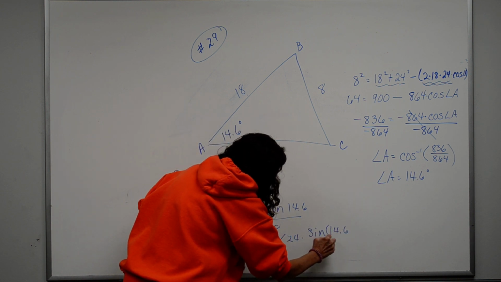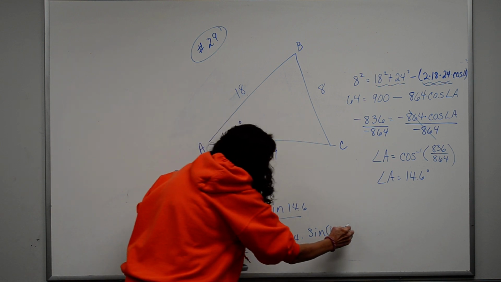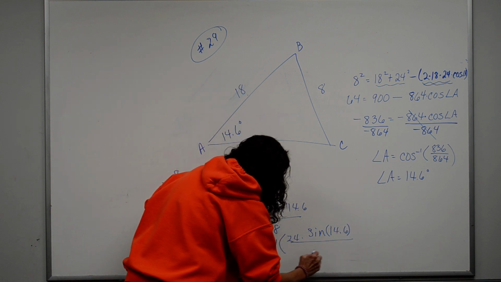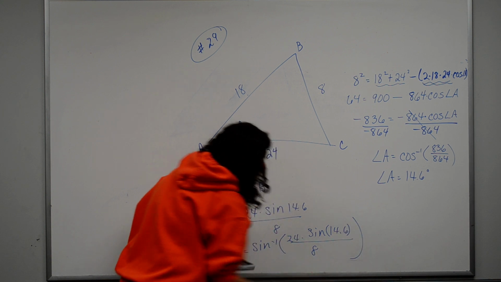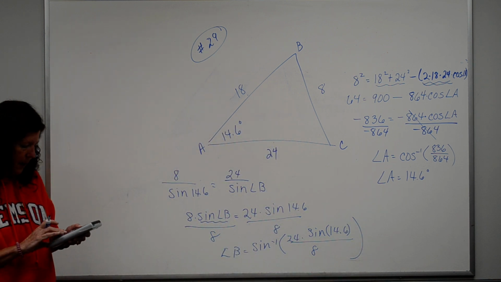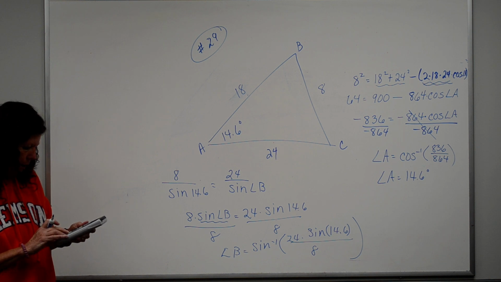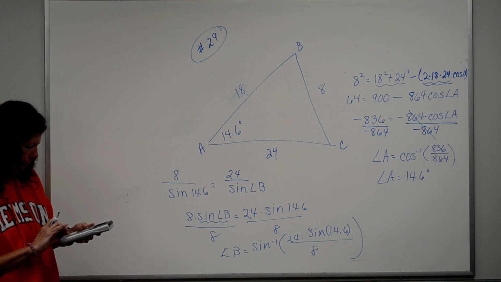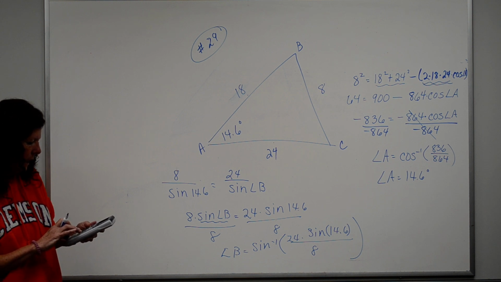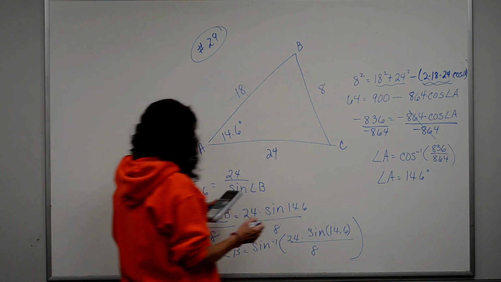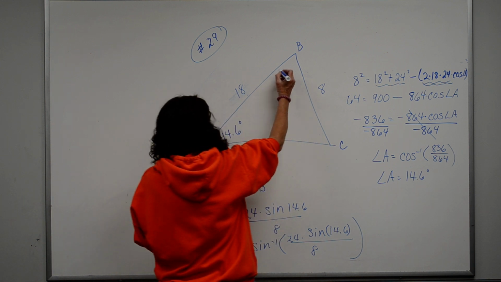Now understand the calculator is going to put a parenthesis there. Go ahead and close your parenthesis, divide it by 8, and then put a final parenthesis. Okay, don't forget to do that. So inverse sine of 24 times the sine of 14.6, closing parenthesis, divided by 8, and then another parenthesis. And it's going to give me 49.1.